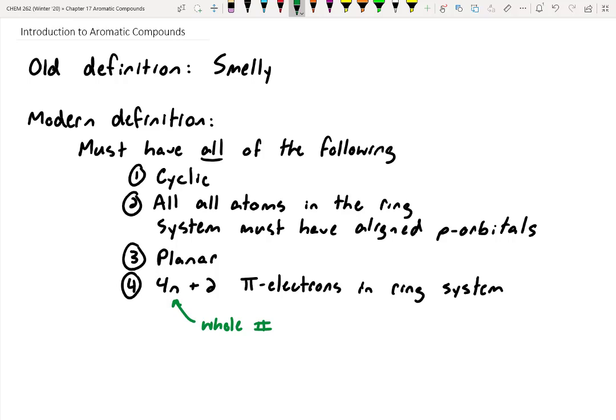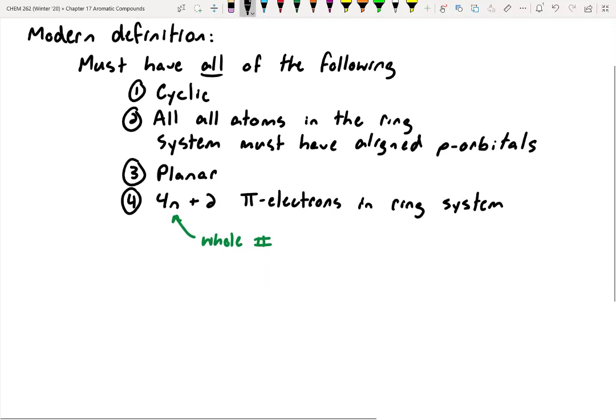So really, this is just a quick and simple formula to use to predict whether or not a molecule is aromatic. So you can see we've come pretty far from the old definition of just smelly molecules to defining molecules that must meet all 4 of these criteria to be considered aromatic. All right, so like I said, we'll jump into this a lot more. There's a lot of nuance with predicting whether or not a molecule is aromatic or not, but we'll practice it a fair amount. But before we do that, I want to jump into nomenclature.